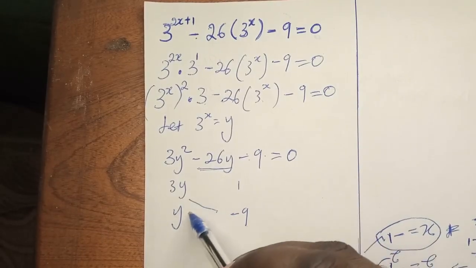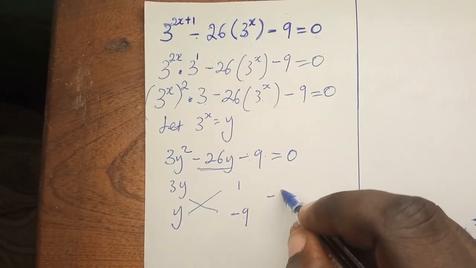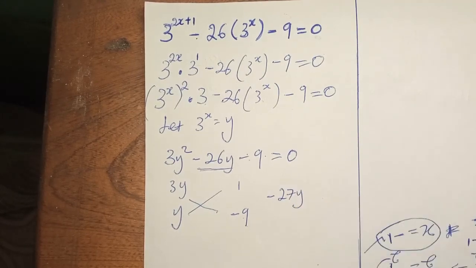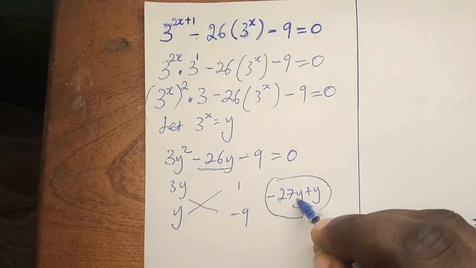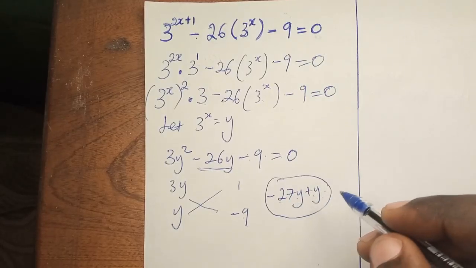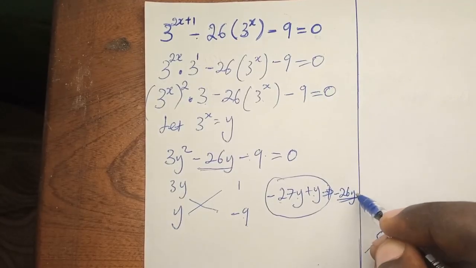So we are going to cross multiply like this. Minus 9 times 3y, we are going to have minus 27y, plus y times 1, that is plus y. So if we add this, minus 27y plus y, we are going to have minus 26y. This will imply minus 26y.